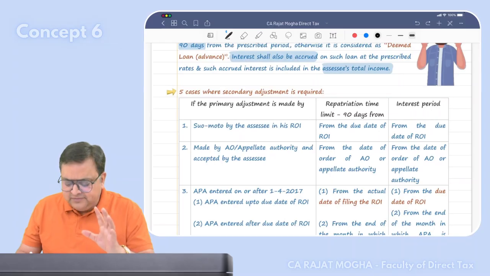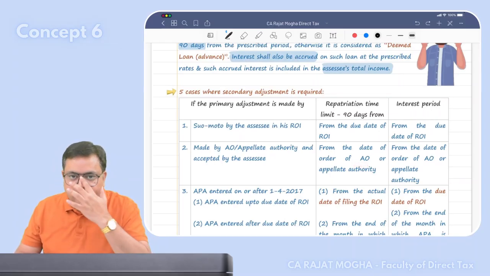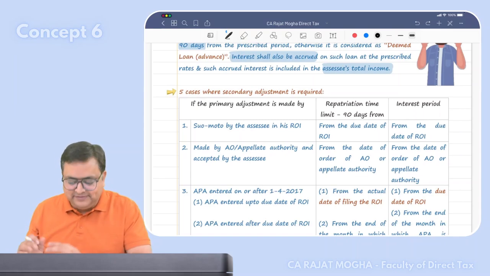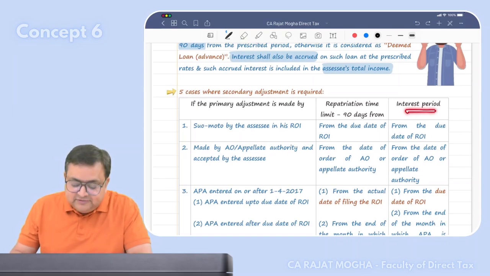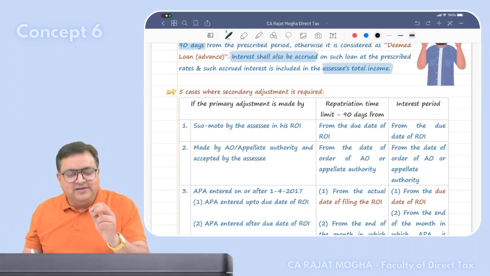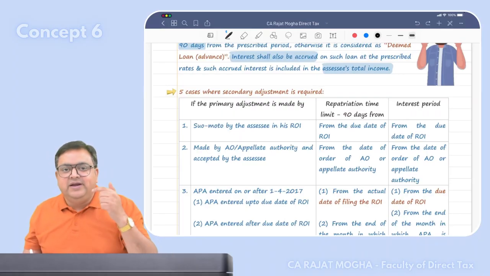Easy. Guys, for examination, I'm telling you, please remember the assessing officer's orders. It is more important. The other can also come, but it is the same. Now, the interest period will start from the same date. From the date of order of the assessing officer or appellate authority, we will start from that date. If it is brought within 90 days, no interest. But if it is brought after 90 days, then start calculating your interest.